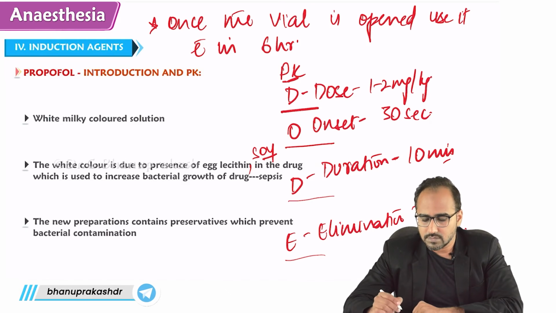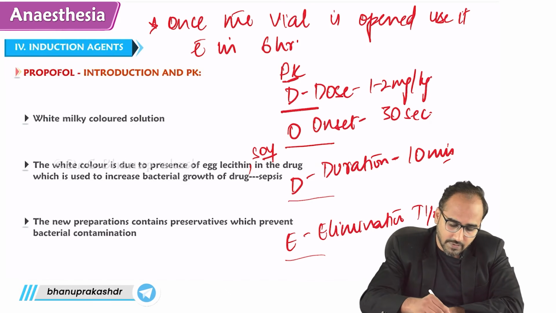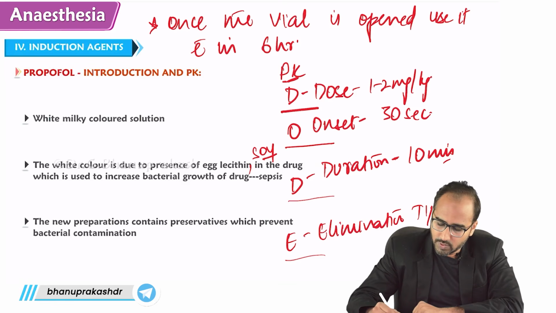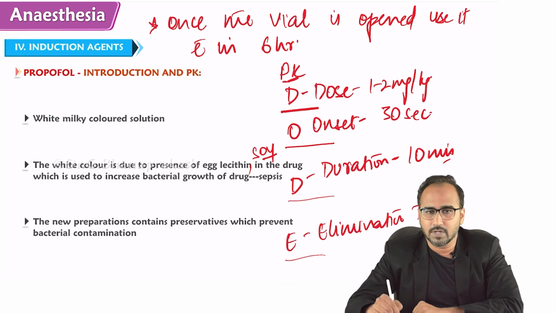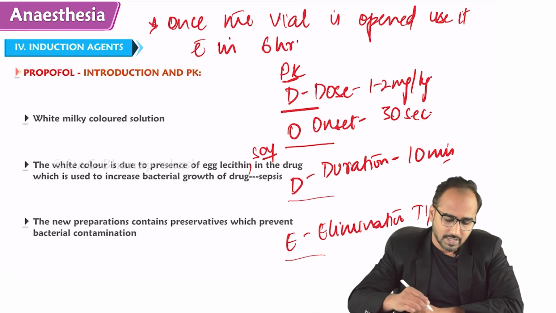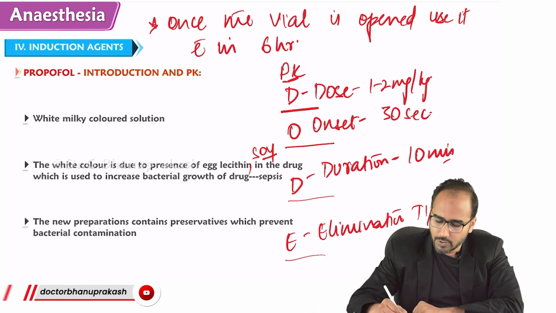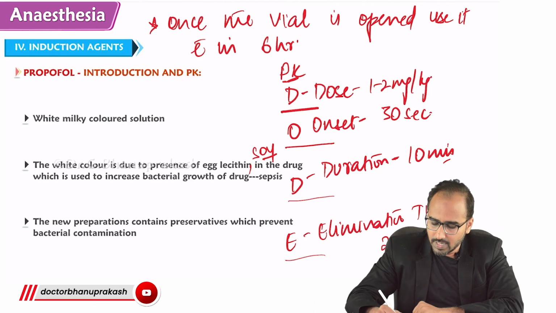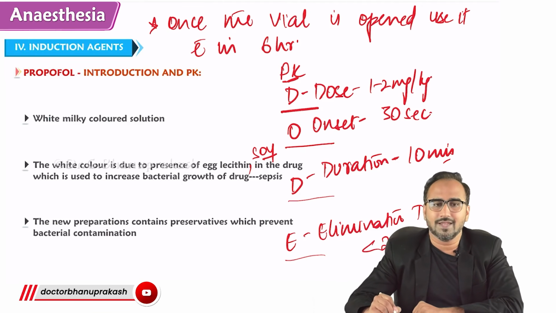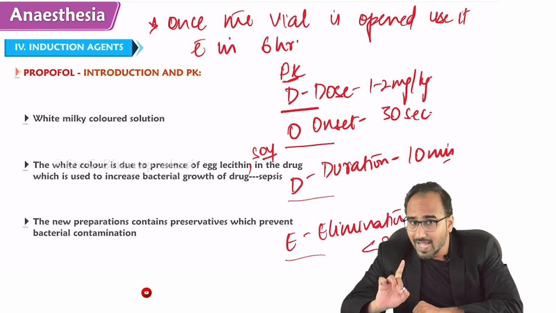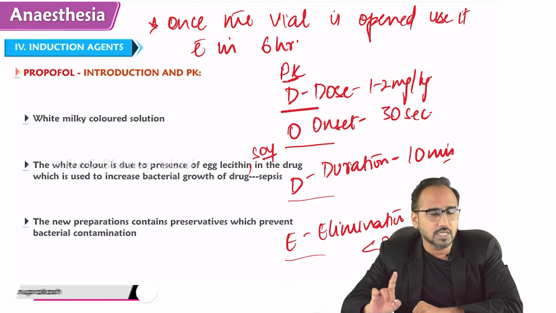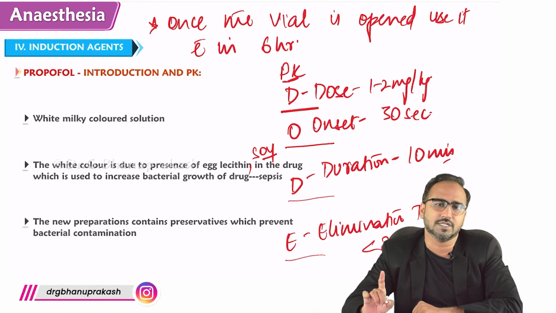Now, the elimination T half of thiopentone was 10.4 hours. So I repeat from here: the elimination T half of Propofol is less than 2 hours. The elimination T half of thiopentone was 10.4 hours. Hence it was never used. Remember, as the elimination T half of thiopentone is 10.4 hours, we can't use thiopentone for daycare surgery.